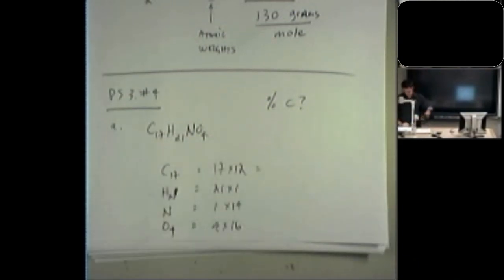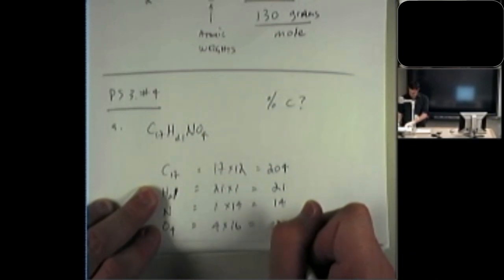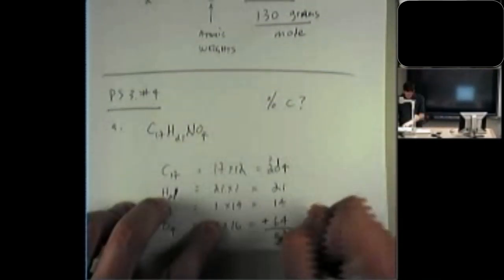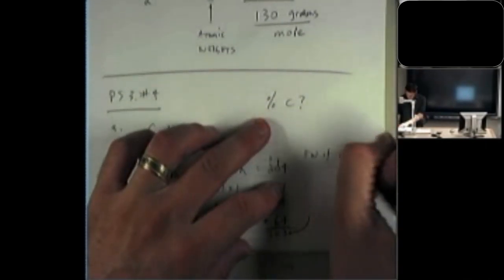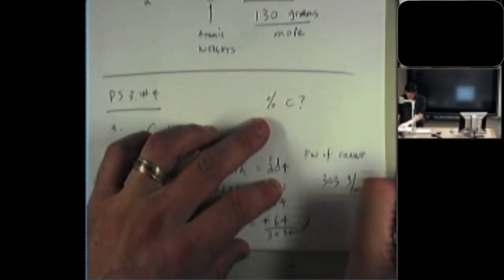17 times 12 is, I have no idea, 204. Okay, 204. And 4 times 16 is 64. Yep, that's right, 64. So if I add all those together, I get the molecular weight of cocaine, which is 303, is that correct? So the formula weight of cocaine is 303 grams per mole.